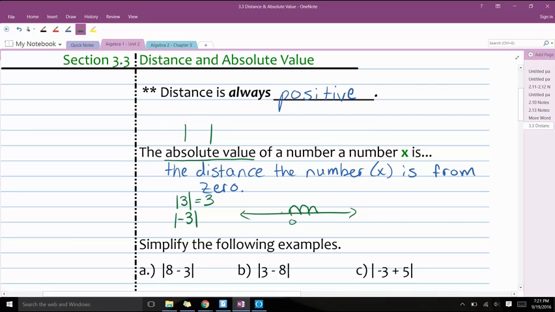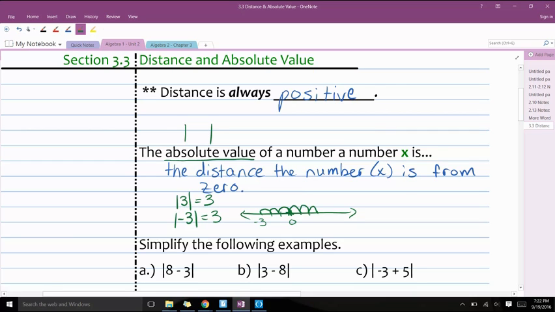Let's talk about negative 3. Negative 1, negative 2, negative 3. Okay, how far away is negative 3 from 0? 1, 2, 3. That's also 3 spots away from 0. So the absolute value of a number, whether that number is positive or negative, will always come out positive because we're talking about distance. And distance is always positive.